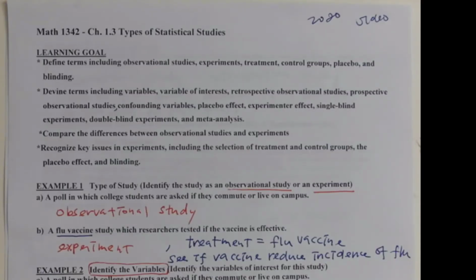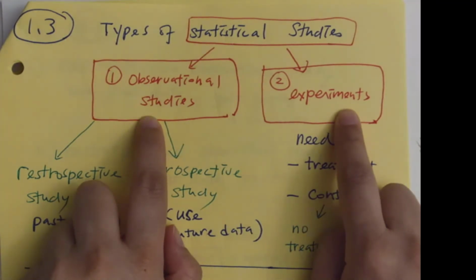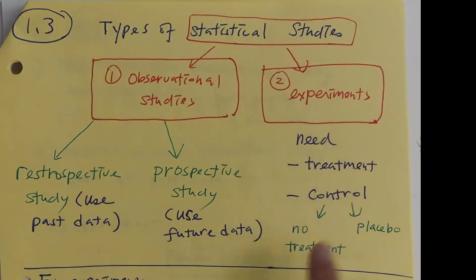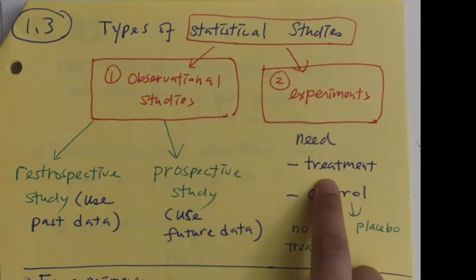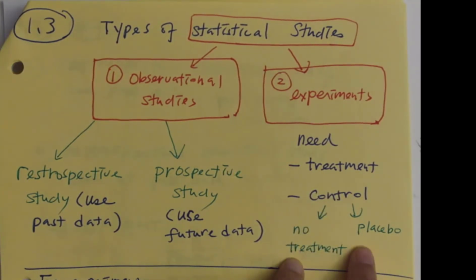Okay, chapter 1.3, we talk about the types of statistical studies. There are two major types we want you to focus on. One is observational, one is experiments. The major difference between them is that experiments come with treatments. When we say treatment groups, we will have a control group which will receive no treatment, or they can receive a placebo. If it's a medicine, the placebo could be a sugar pill. If it's an injection, it could be a salt water injection.